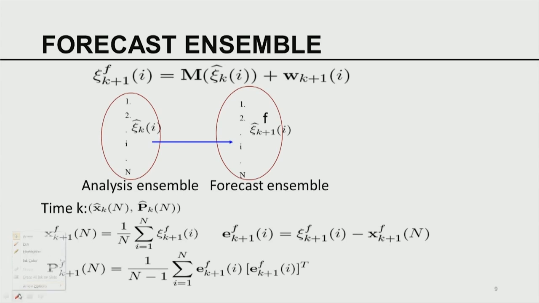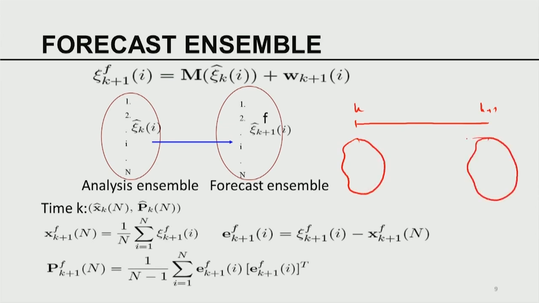So I'm going from time k to k plus 1. I have this analysis ensemble here, and I would like to create the forecast ensemble. What do I do? I take a particular analysis ensemble member, xi hat k of i, run it through the model, and get the forecast ensemble member, xi k plus 1 i f. Xi k i is the ith ensemble member at time k. By running it through the model M, I get the forecast ensemble. So the ith member of the forecast ensemble at time k plus 1 is obtained by taking the ith member of the analysis ensemble, running it through the model, plus adding a noise.